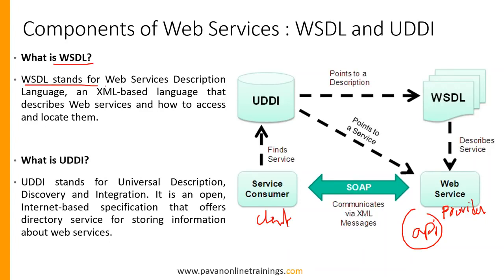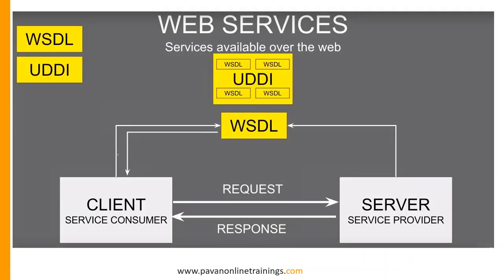Okay, so WSDL stands for Web Service Description Language, and it is always in XML format. And I said before that there are two kinds of services, SOAP and REST, and SOAP services must require this WSDL document. Okay, SOAP services must require this WSDL XML document. Now let us understand in detail. So this is how it will work.